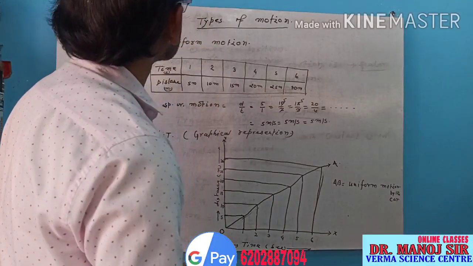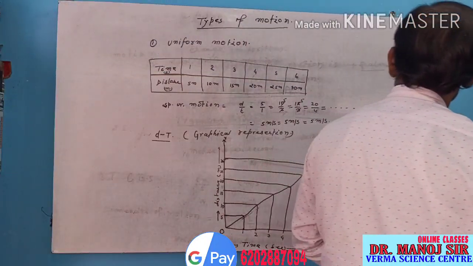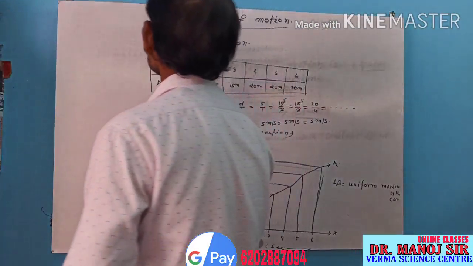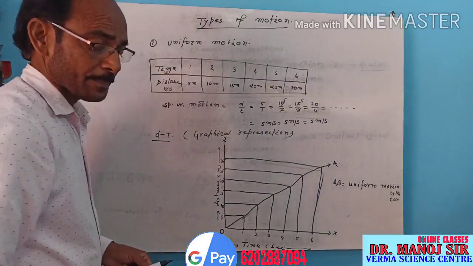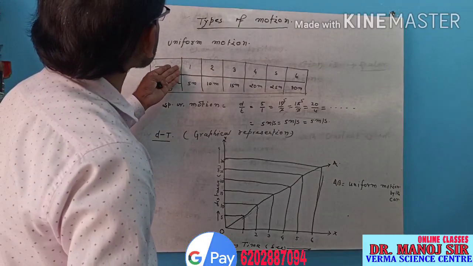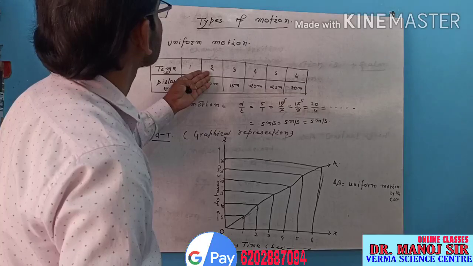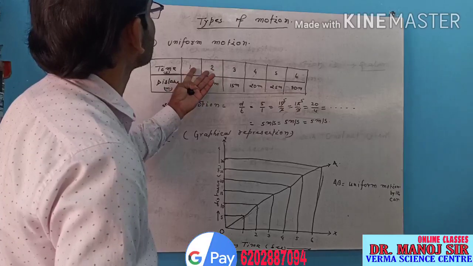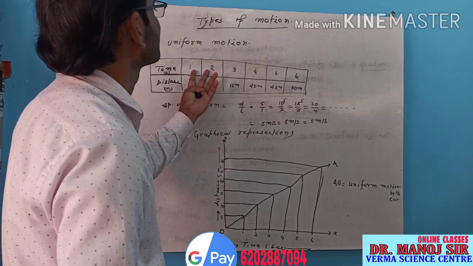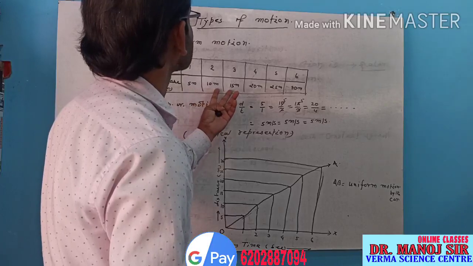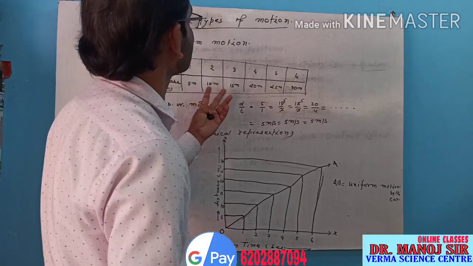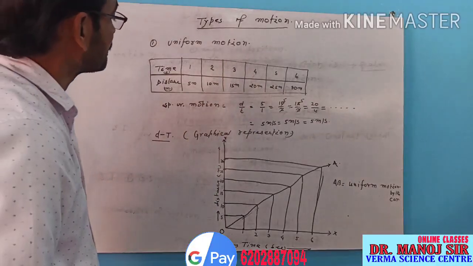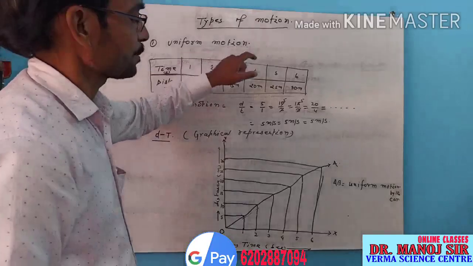Another example: suppose the time periods are different but in equal difference, and the travelled distances are different but in equal difference. Such a motion travelled by a body is said to be uniform motion.